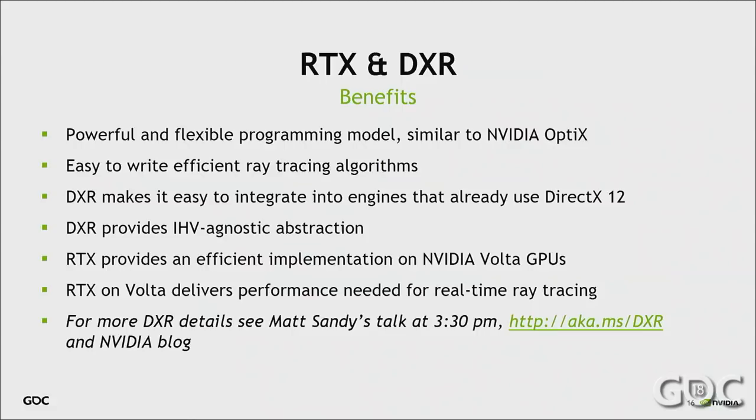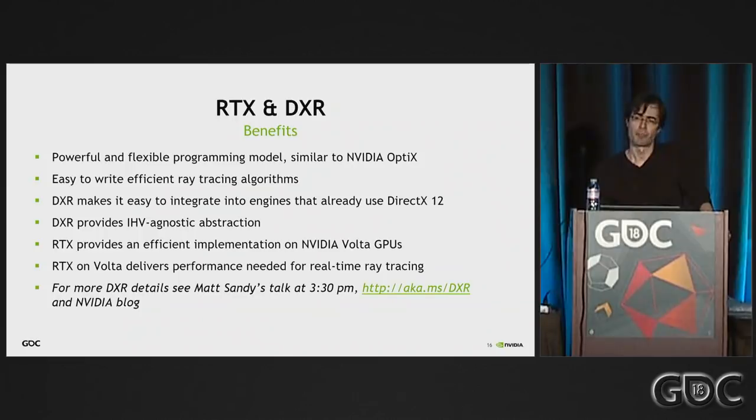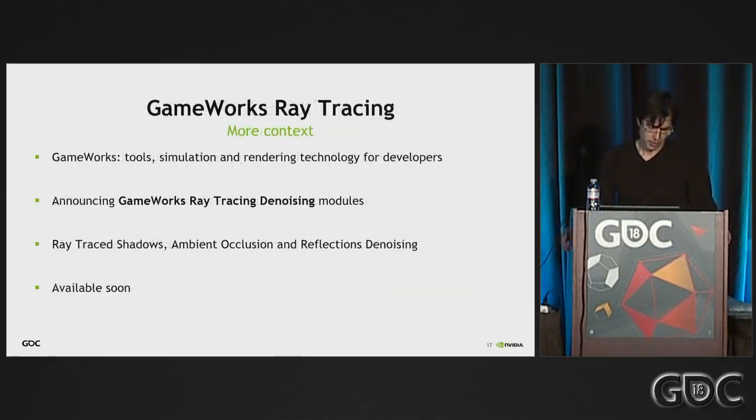The benefits of RTX and DirectX ray tracing are that they provide a really powerful and flexible programming model similar to that in NVIDIA's OptiX API. It is easy to write efficient ray tracing algorithms with this API. DXR, furthermore, makes it really easy to integrate into engines that already use DirectX 12. It also provides an IHV agnostic abstraction layer that allows developers to leverage that technology in any platform that runs DirectX 12. RTX, our technology, provides an efficient implementation on NVIDIA Volta GPUs. RTX on Volta delivers performance that we believe is needed to enable real-time ray tracing. For more details on DXR, I encourage you to attend Matt Sandy's talk at 3:30 p.m. today and visit their blog and our blog for more details.